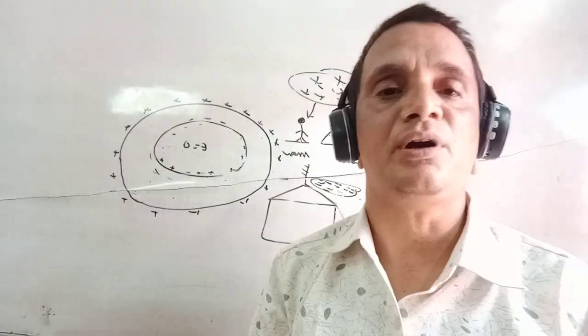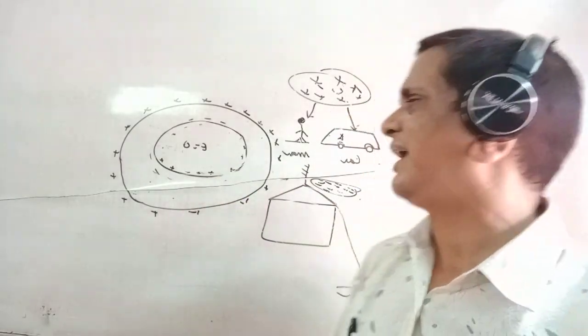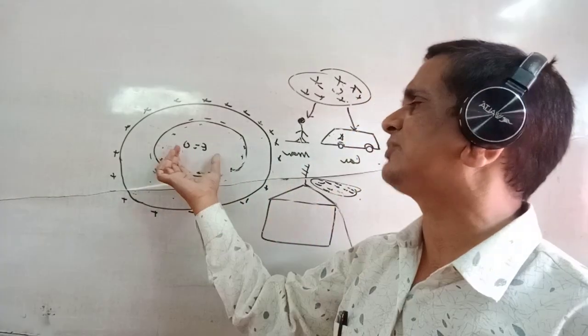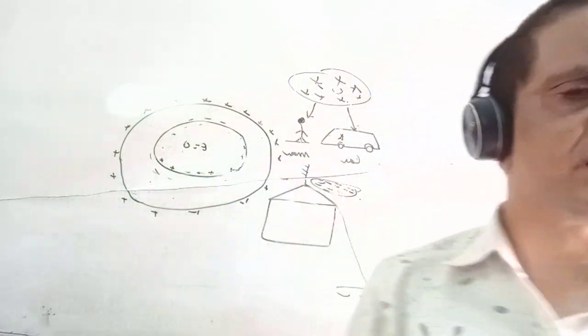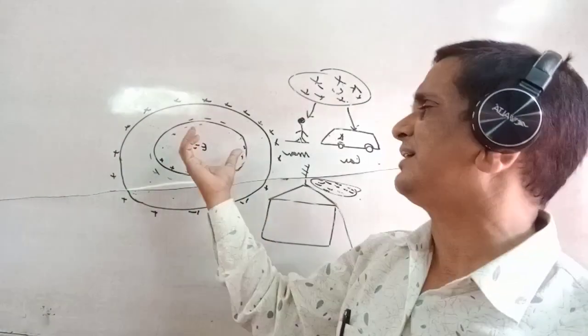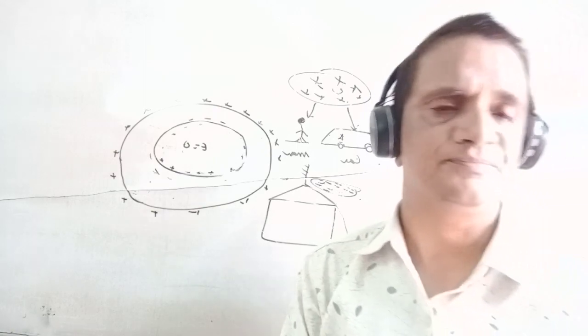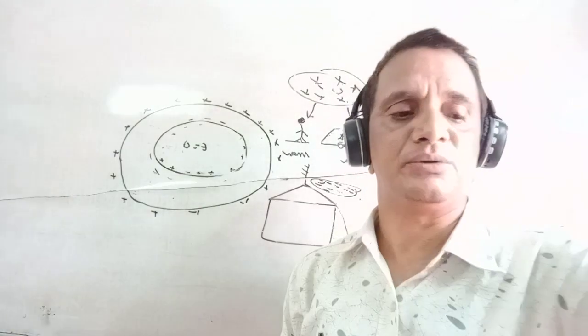So the main use of this is to protect yourself from the thundering. Also, lots of instruments are there that we are using nowadays. We can protect them by placing them in an electrostatic shielding effect. Okay, now we are going to the main topic.